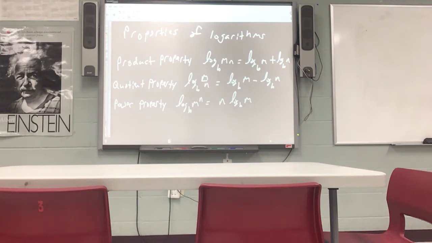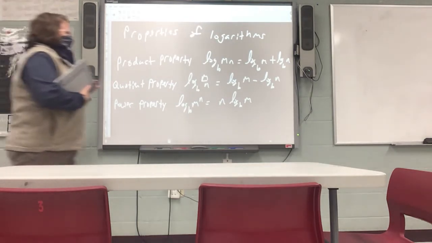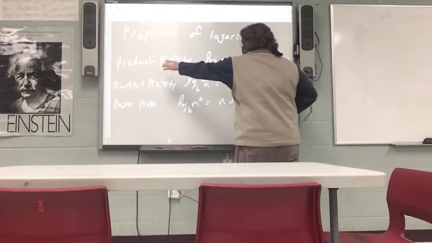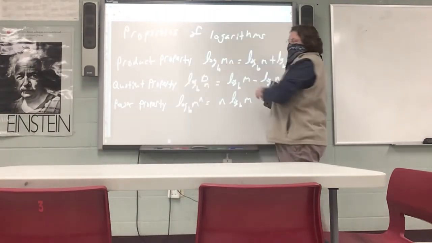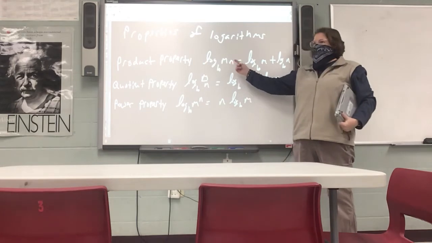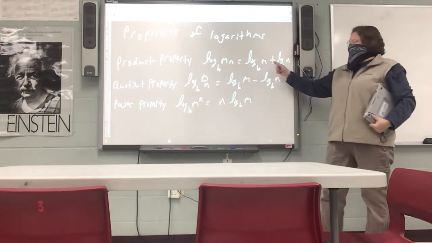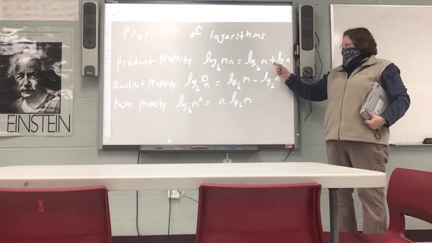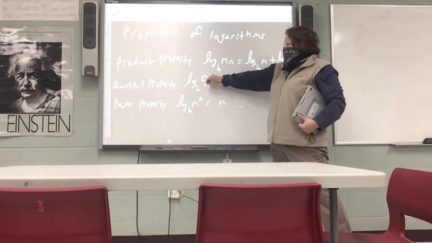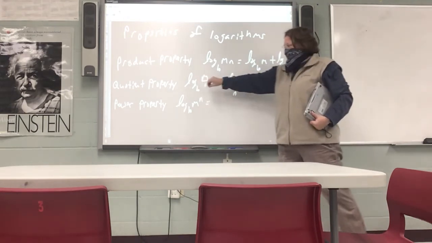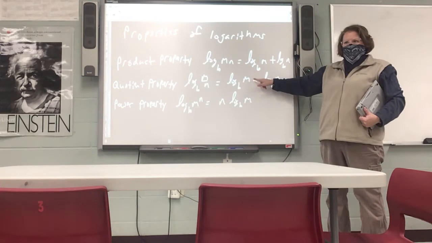Key things to notice on these properties: there are 3 properties of logs. There's also another one called change of base that we may look at a little bit today. Product, obviously, is a multiplication problem, so you've got M times N. So product is friends with addition. Quotient's a division problem, M divided by N. Quotient is friends with subtraction.